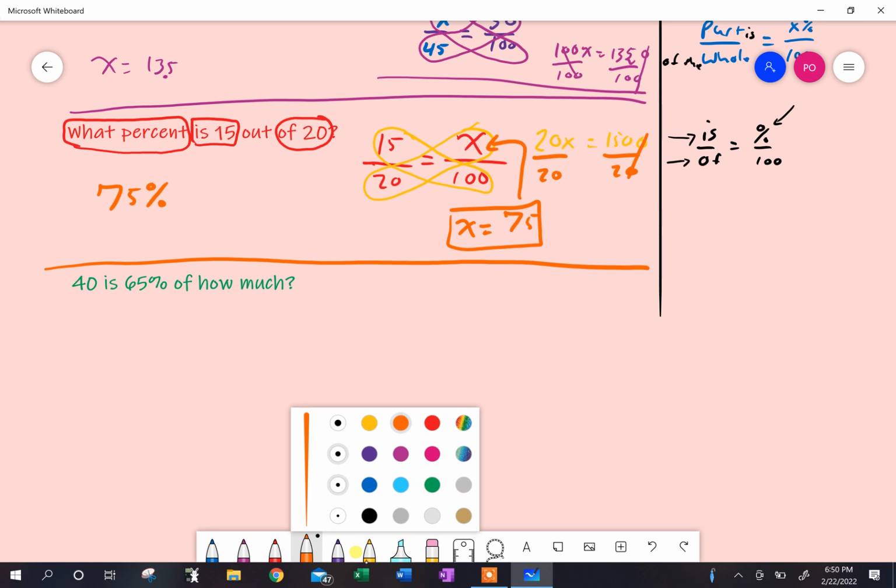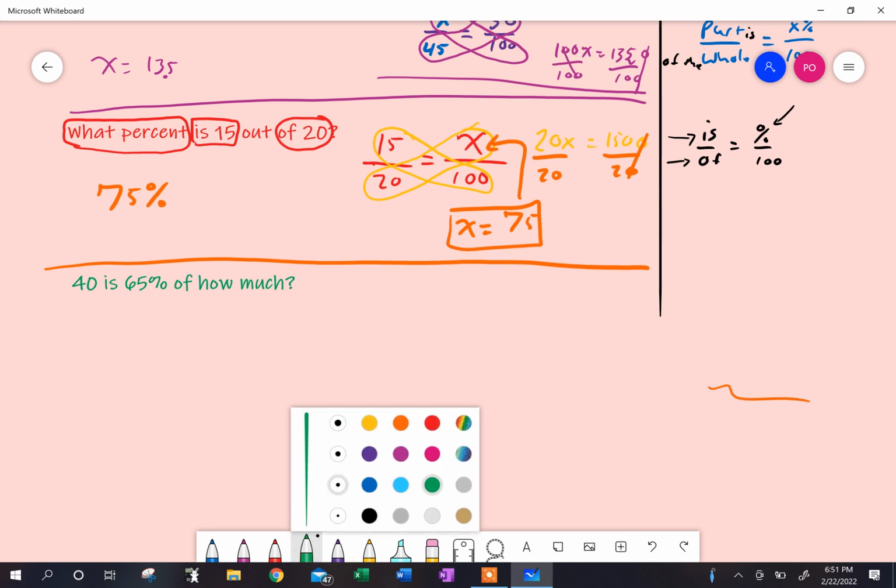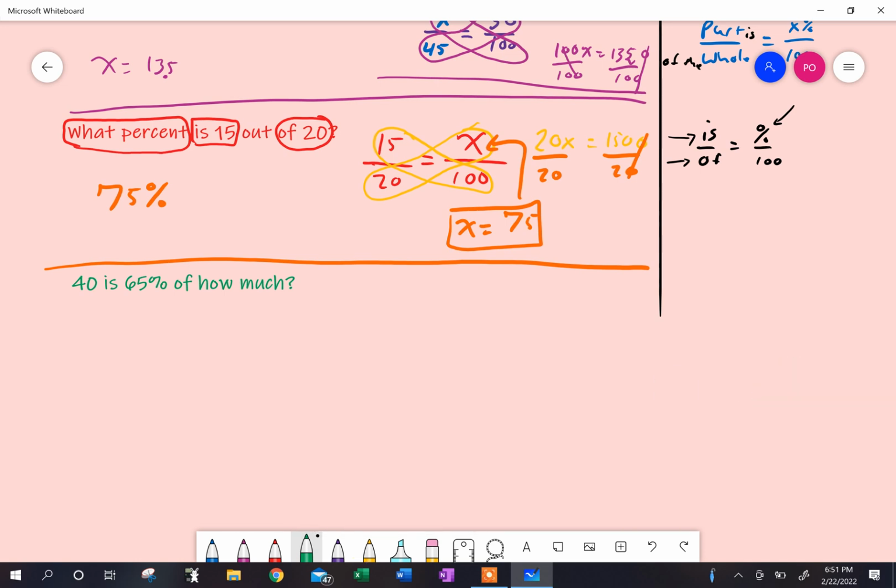So let's see. Yeah, I think that's probably a better size. Let's do the last one. Now it says 40 is 65% of how much. So once again, I'm going to draw this. I have my percent. I always feel like filling in the percent's the easiest part. Now it says 40 is. So it's is over of. So 40 goes in my numerator, because remember, is goes in the numerator. Of how much? Well, I don't know how much, so I'll call that x.